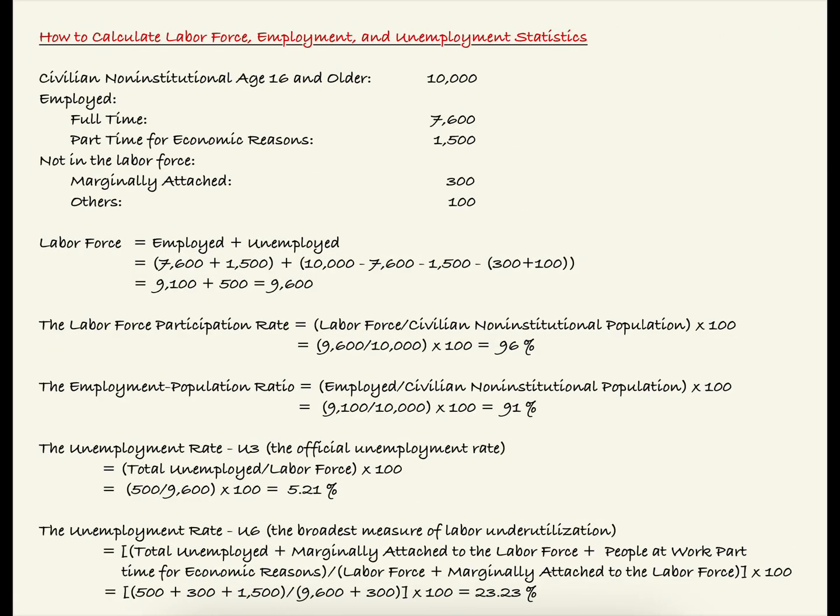Now let's take a look at how to calculate labor force, employment, and unemployment statistics. Below is an example. Suppose that there are 10,000 individuals in our civilian non-institutional age 16 and older population. Within this 10,000, there are those who are employed and those who are not in the labor force. Let's break down those who are employed. There are 7,600 full-time individuals who are employed and 1,500 individuals who are employed but part-time for economic reasons.